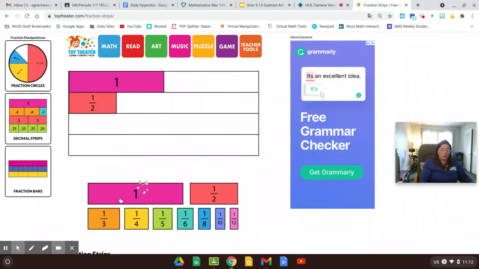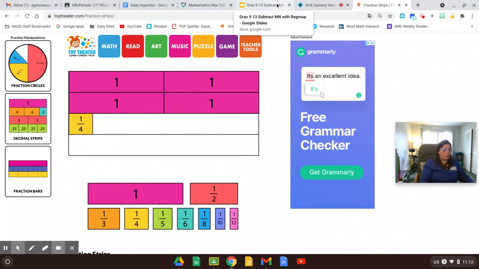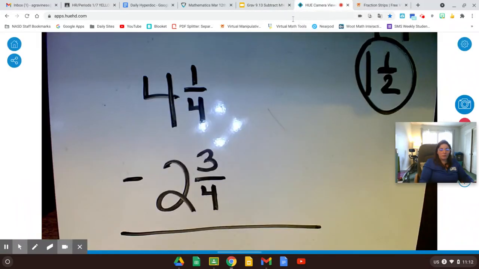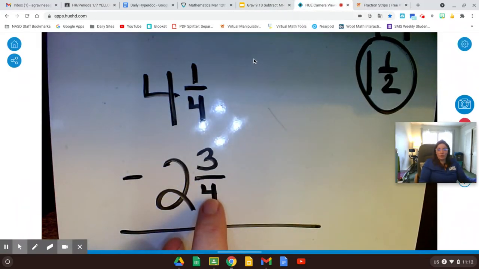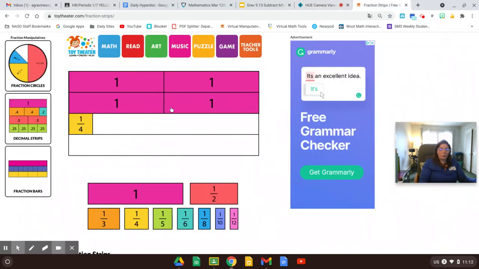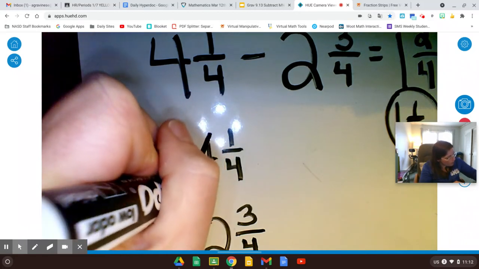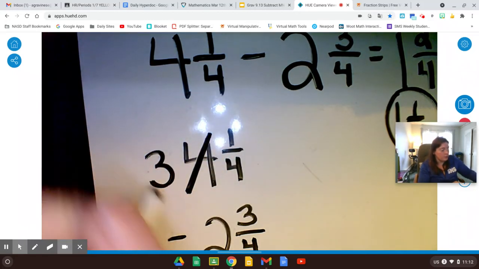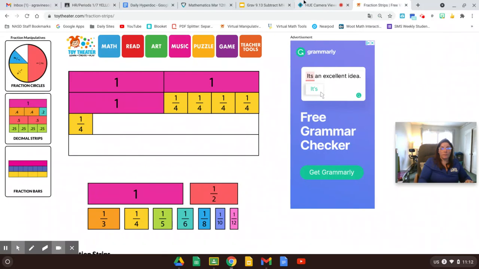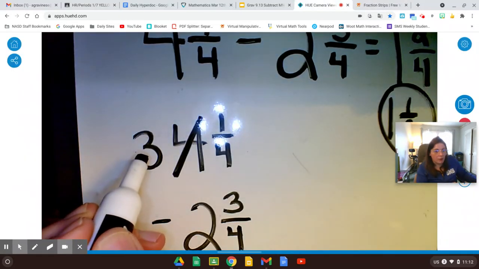Going back to my fraction strips, let me put my original amount up here. We had 4 1/4. So remember, when we tried to take away 3/4, we had to do some borrowing and trading. So what did we do? We took one of the wholes and replaced it with 4/4. So let's look at that on paper. I took away one of my wholes, which left me with 3 wholes. And I replaced it with 4/4.